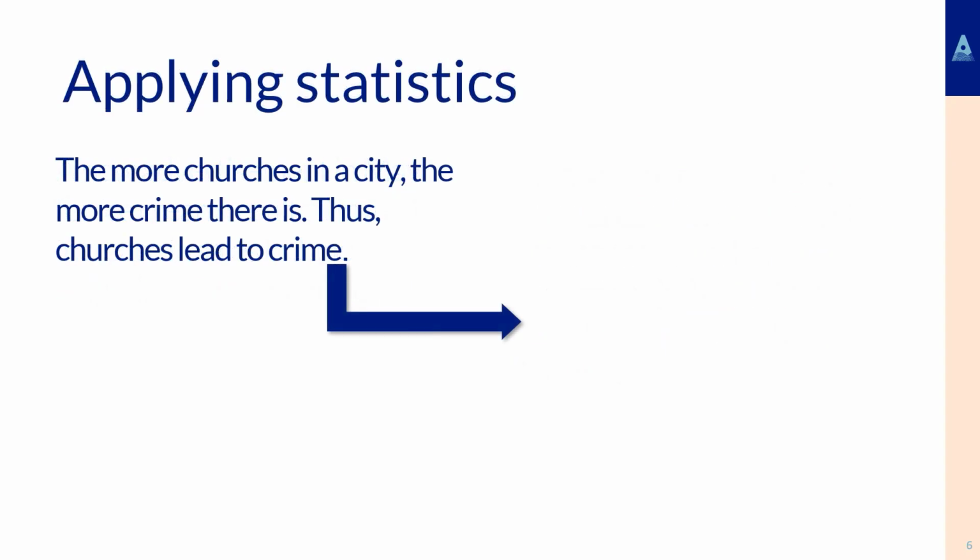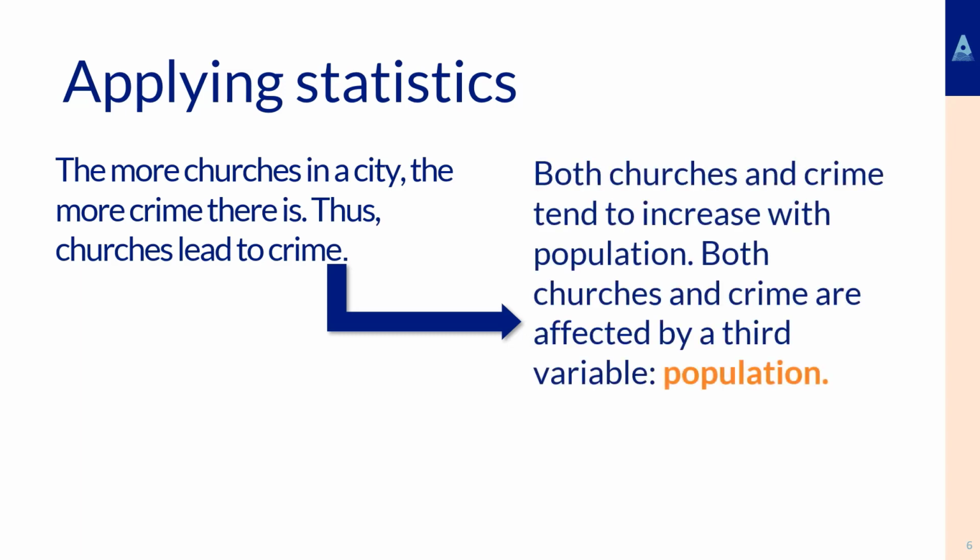Applying statistics. The more churches in a city, the more crime there is. Thus, churches lead to crime. Both churches and crime tend to increase with population. Both churches and crime are affected by that hidden third variable, population.